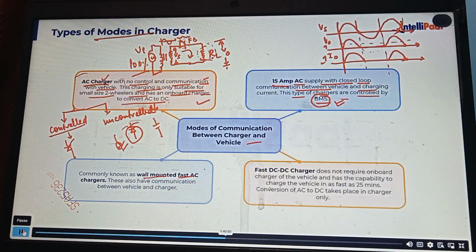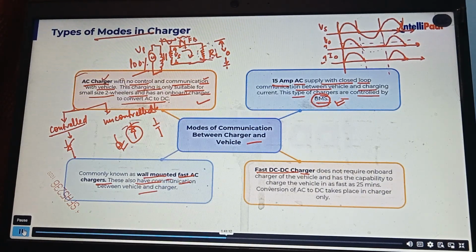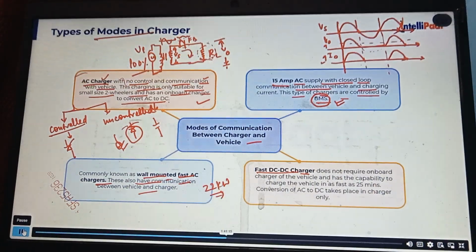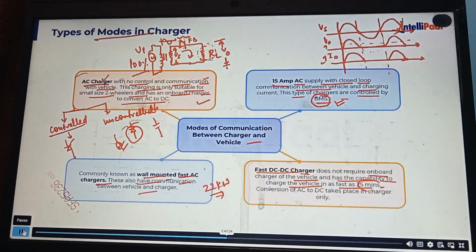Commonly known as the wall-mounted fast AC charger, these also have communication between vehicle and charger. So whatever type of charger you have, apart from this regular charger, meaning the onboard charger, apart from these, whether we are talking about the fast DC-DC charger or the wall-mounted charger, fast semi-controlled wall-mounted charger, that is, if I'm not wrong, 22 kilowatt, they do not require the onboard charger of the vehicle and have the capacity to charge the vehicle as fast as 25 minutes.